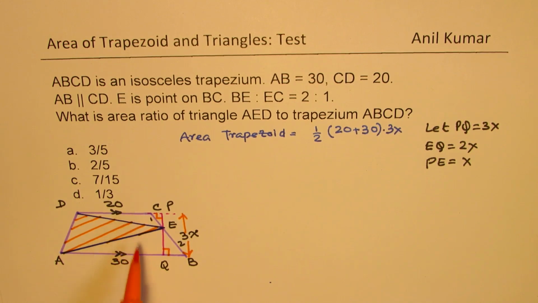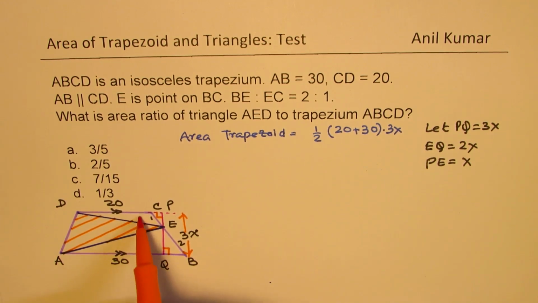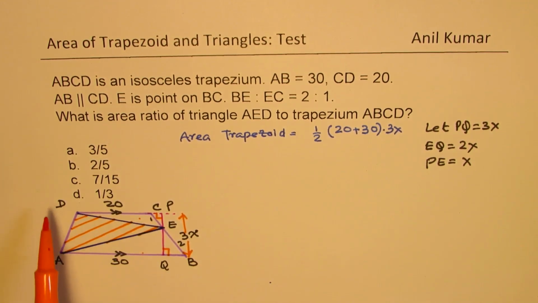Now, since these two are parallel sides, what we should do is take away the area of the other two triangles from the trapezoid to find the area of triangle ADE, right? So that should help us. Okay, so that's what we are going to do.